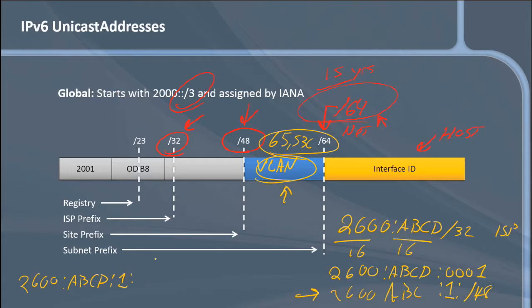Now, if you want to get fancy, you could convert it to hex, which would be 000A. Remember, A is a 10 in hex, and you could abbreviate that by getting rid of all those zeros. And then we can make the router .1. So his address would be 2600 ABCD 1A : 1. Did everybody follow how I just got there?